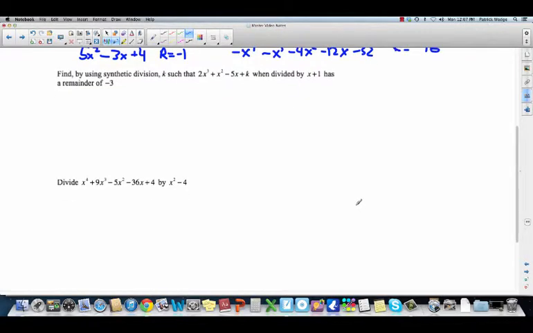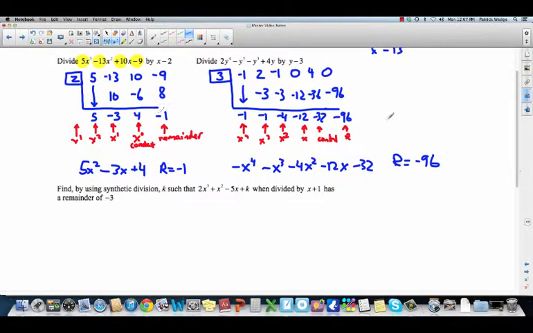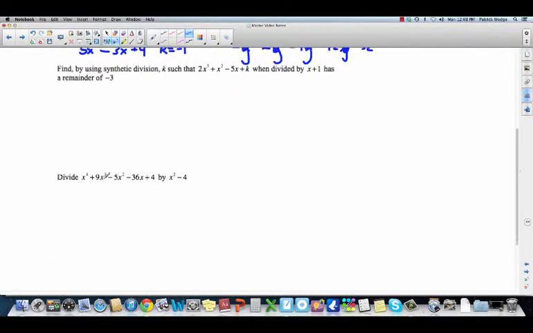Okay, find, by using synthetic division, k such that 2x cubed plus x squared minus 5x plus k. Oh, you know what I did wrong up here? Anyone catch that? I did something completely wrong. All these x's here should be y's. The original question was 2y to the 4th minus y. So, I'm sorry. I guess I'd be a half mark off, Mr. Wudge. But I corrected it before I handed in. Perfect mark. Very, very proud.